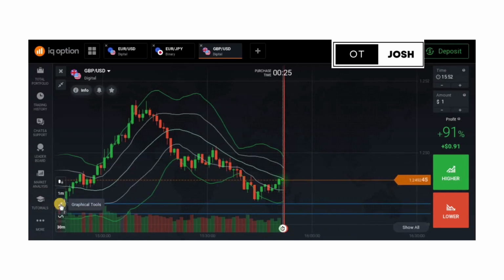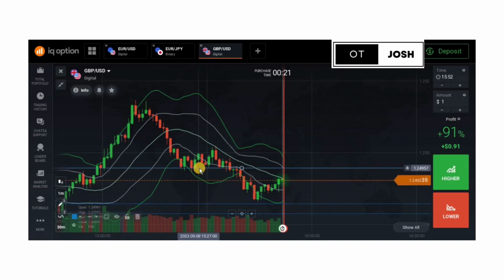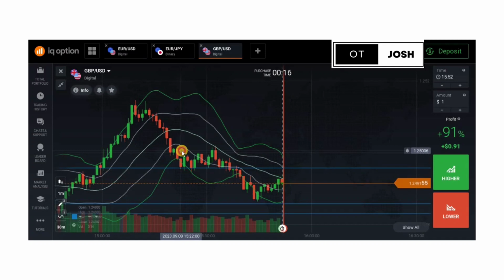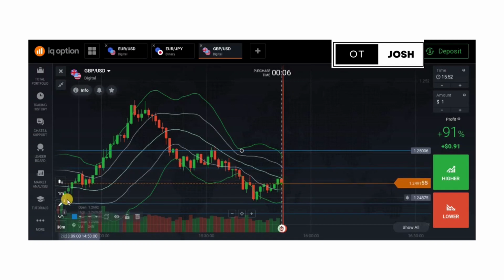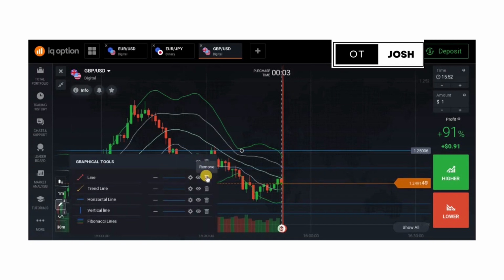Now we had a previous zone here. As you can see, this was a zone, and what happened here, after price came out, it went back as a supply zone, and when we got the signal, you can see this trade is the put trade. So this is how we use the demand and supply zone.